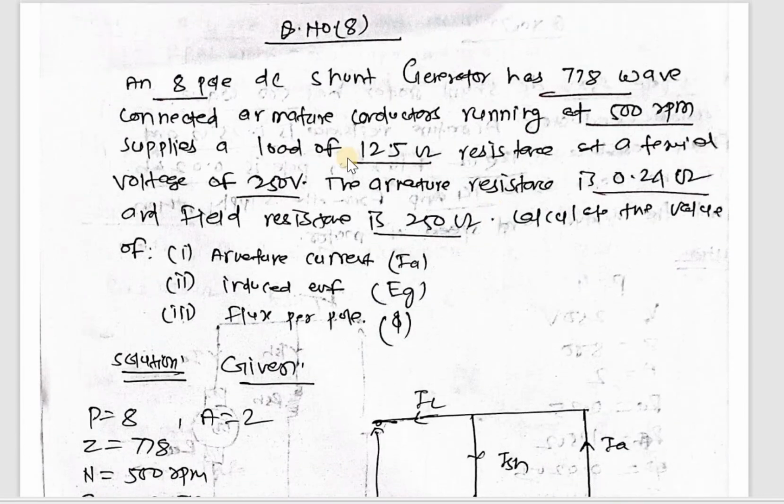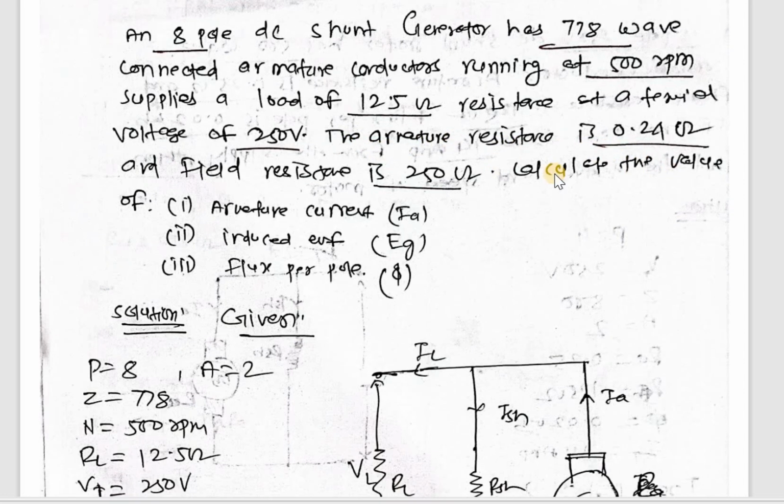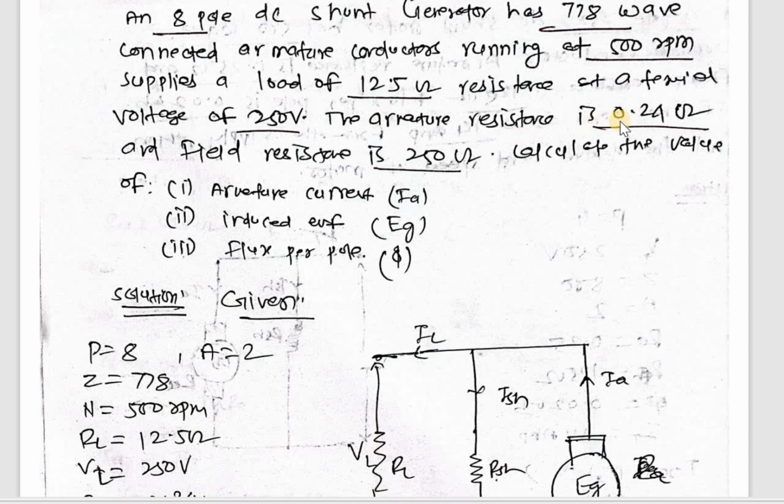And the next numerical problem is an 8-pole DC shunt generator has 778 wave connected armature conductors running at 500 RPM. It supplies a load of 12.5 ohm resistance at a terminal voltage of 250. The armature resistance is 0.24 and field resistance is 250. Calculate the value of armature current, induced EMF and flux per pole.